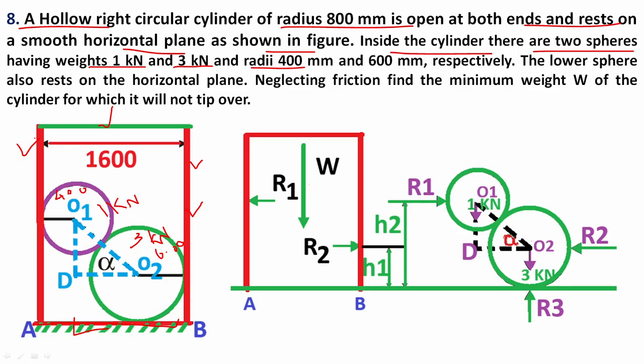The lower sphere also rests on the horizontal plane. Neglect friction at the contacts between the spheres and the cylinder. Find the minimum weight W of the cylinder for which it will not tip over.